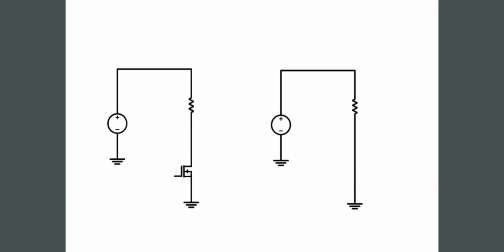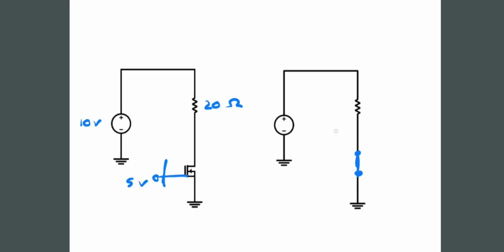See, if this is a basic circuit and we use a MOSFET here as a switch. Now assume we have a voltage source of 10 volts and a resistor of 20 ohms. So what will happen? If we apply, let's assume, 5 volts at the gate of this MOSFET, this MOSFET will work as a short path, right? And the current will flow through this path, right? So if we look here, what will be the drain voltage? The drain voltage will be 0 volts.